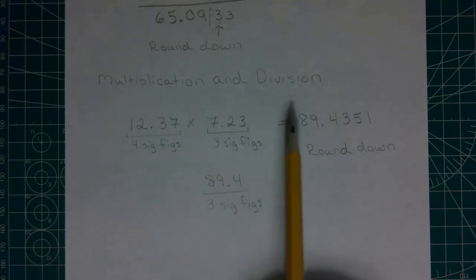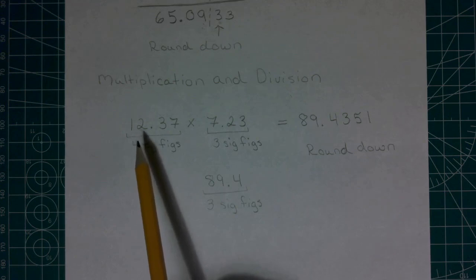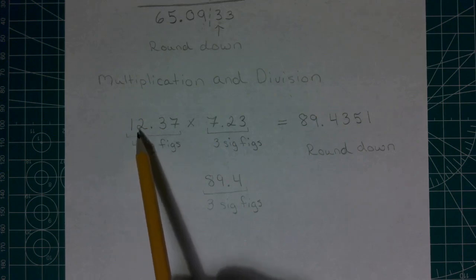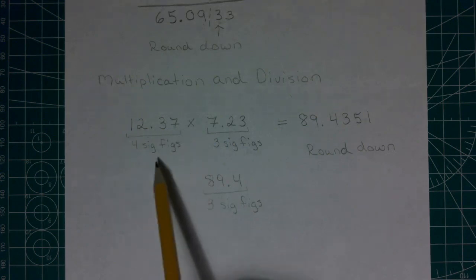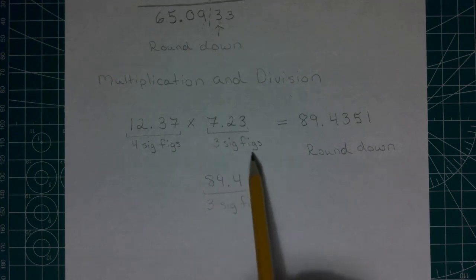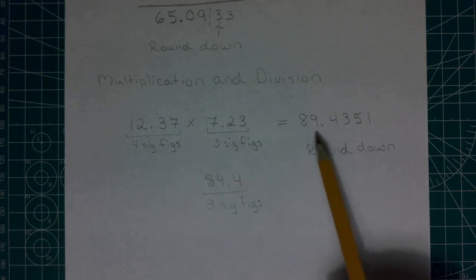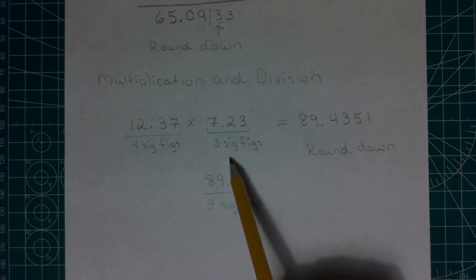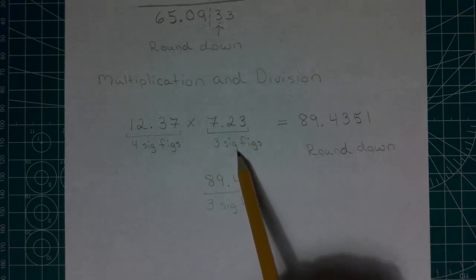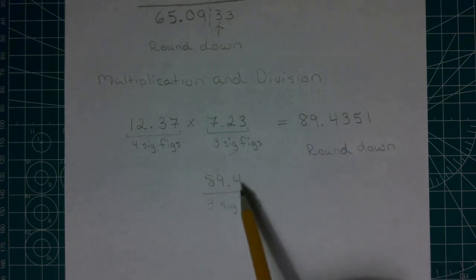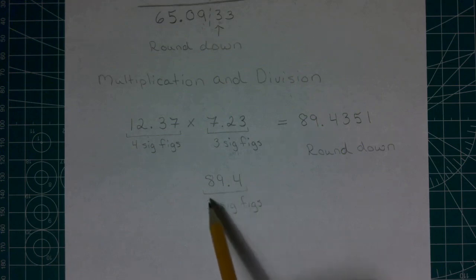Okay, so multiplication and division, what we're going to do is we only get as many significant figures as the number that has the least number of significant figures. So here, this number, 12.37, has 4 significant figures. We're going to multiply that by 7.23. That has 3 significant figures. We do the multiplication out. We get this value here. And now we need to round this down to 3 significant figures, because this is our limiting one. This has the fewest number of significant figures. And we'll go ahead and follow our rule to round down from 3. And we get 89.4. And we have a number that has 3 sig figs.